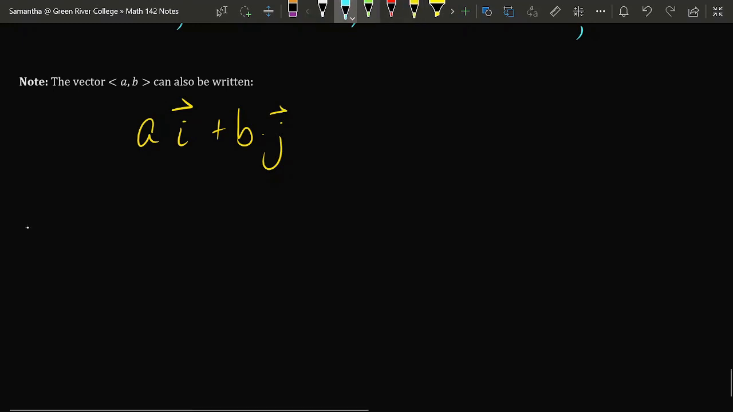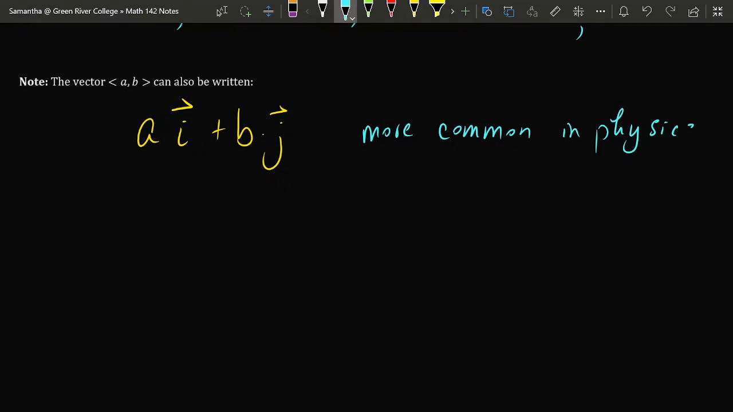This notation, in my opinion, is more common in physics than it is in mathematics. In mathematics, we actually have rather funky ways of writing vectors. We don't use the angle brackets that commonly either. We have a bunch of other ways of writing vectors that are not given by this angle bracket notation or by the standard basis vector notation. But this particular notation is more common in physics. A times i plus b times j.